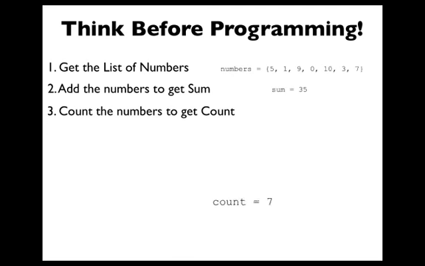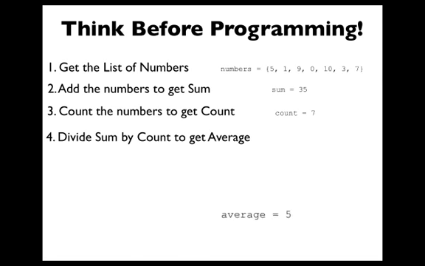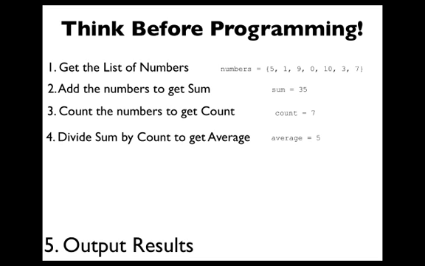As you may realize, 2 and 3 could be interchanged. We could count the numbers, then add them up. It makes no difference. However, they both have to be completed before we go on to step 4, where we divide the sum by the count to get our average. And then we would probably need to output the results so somebody can see what the average is that we were trying to calculate.